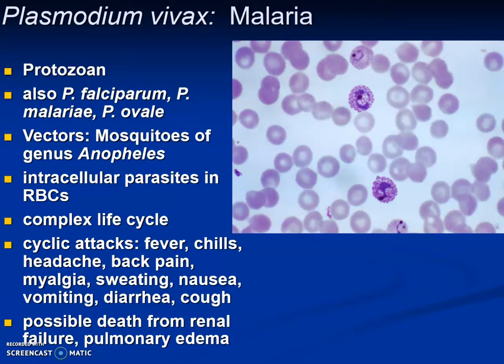So this here is pathogen group number 4. And we're going to start out with Plasmodium vivax, the cause of malaria. Malaria is caused by a protozoa. The pathogen is a protozoan. There's a variety of them. Plasmodium vivax is just one of them.